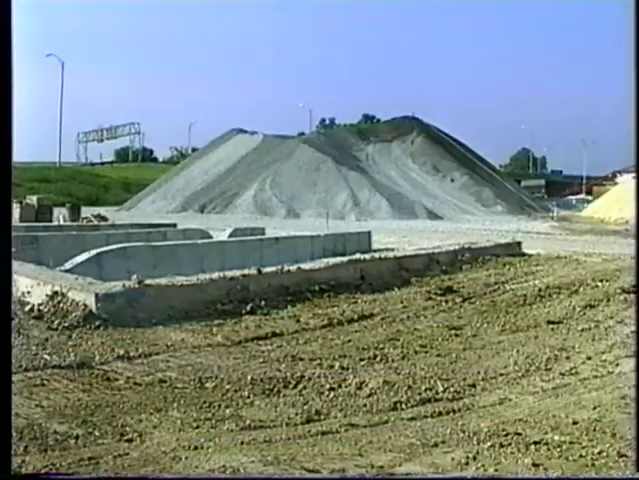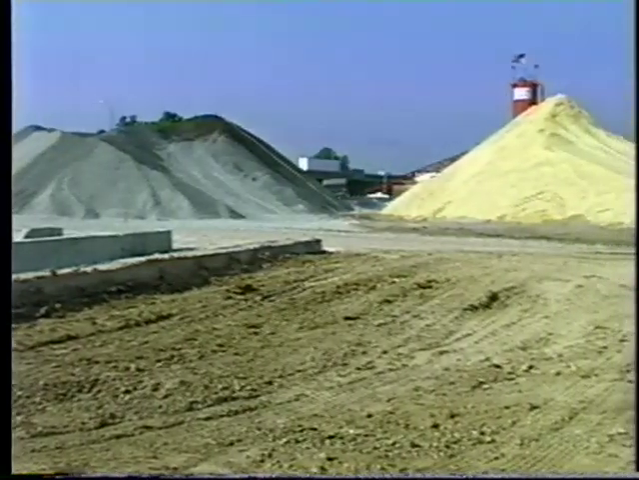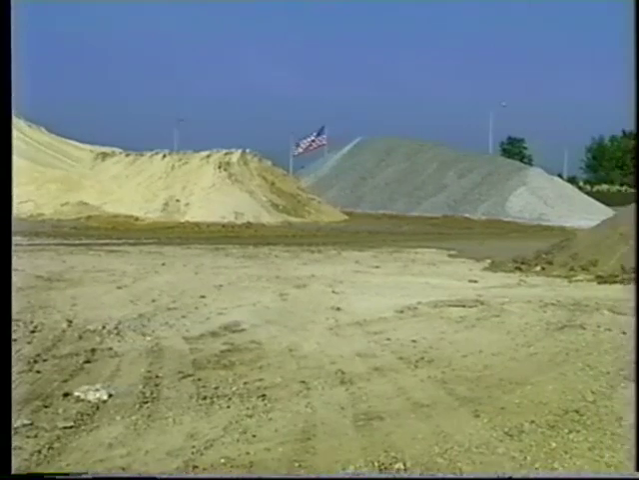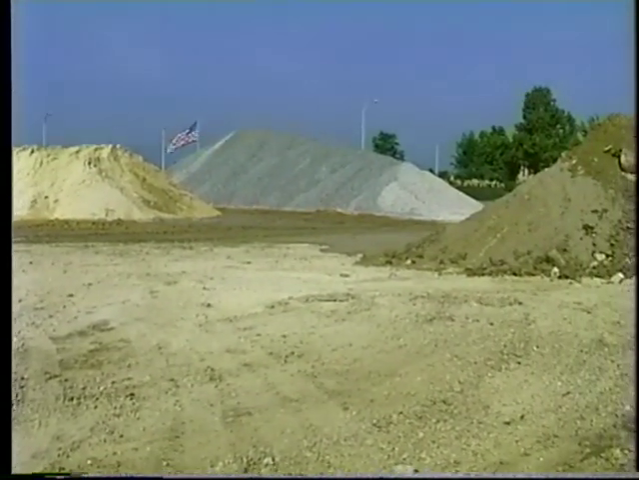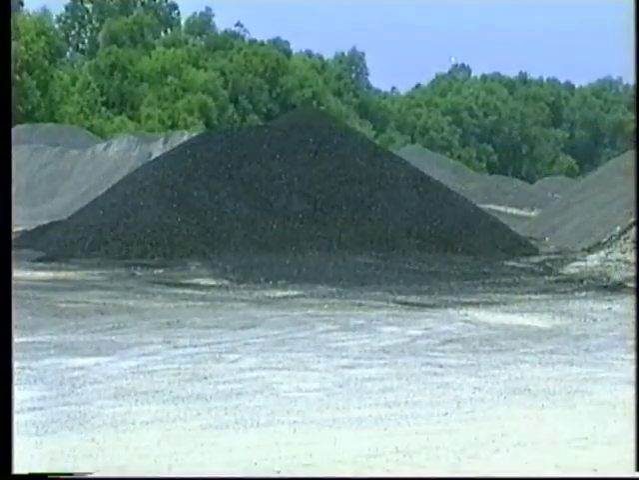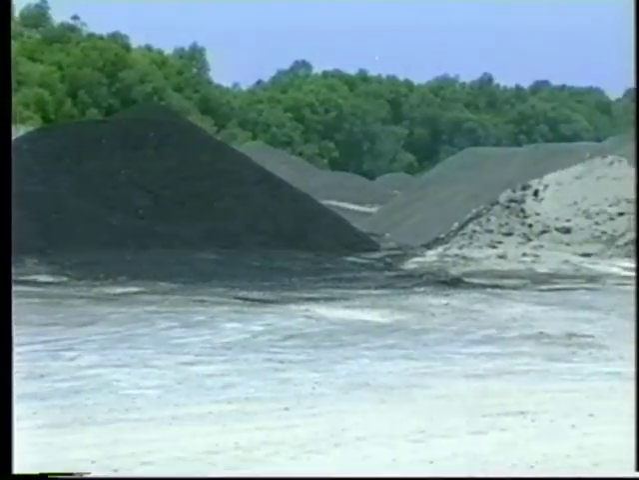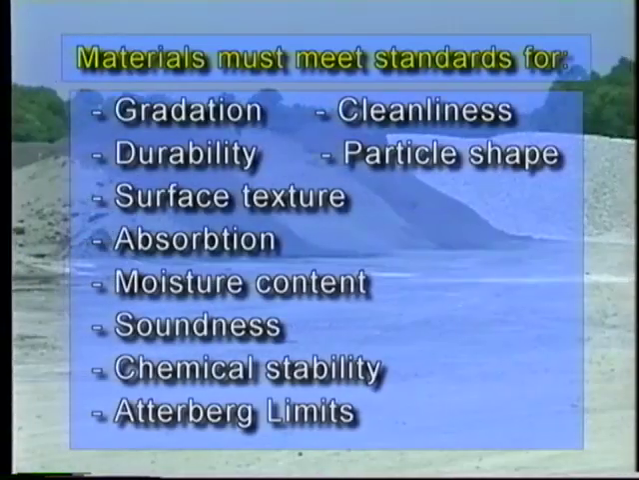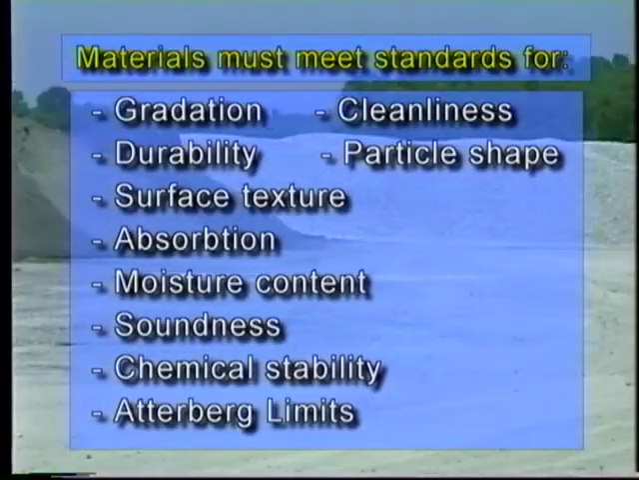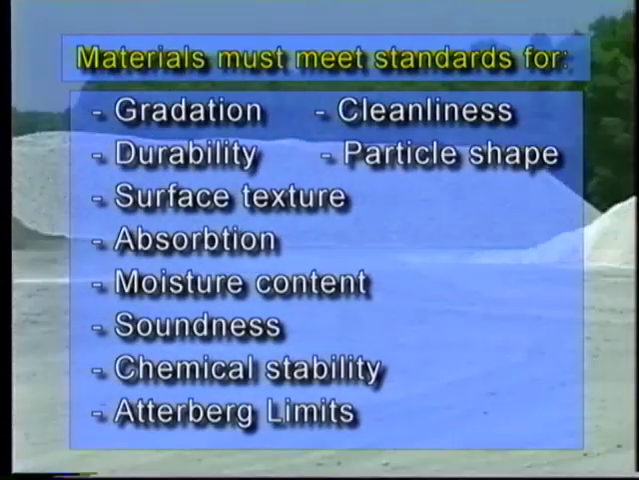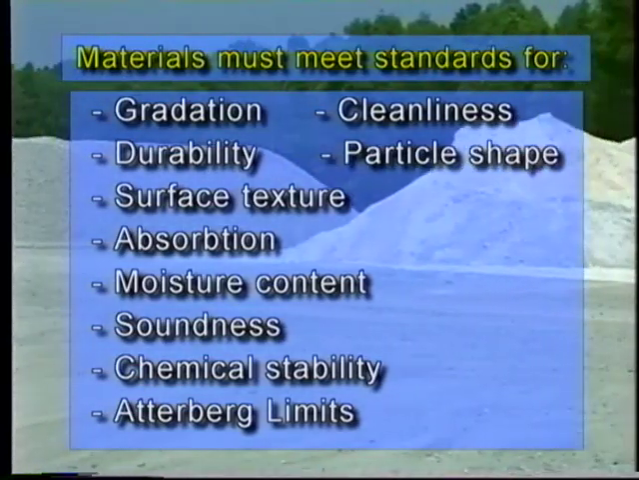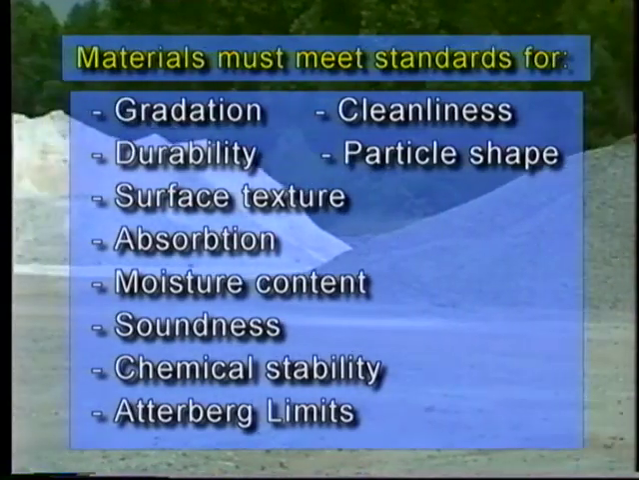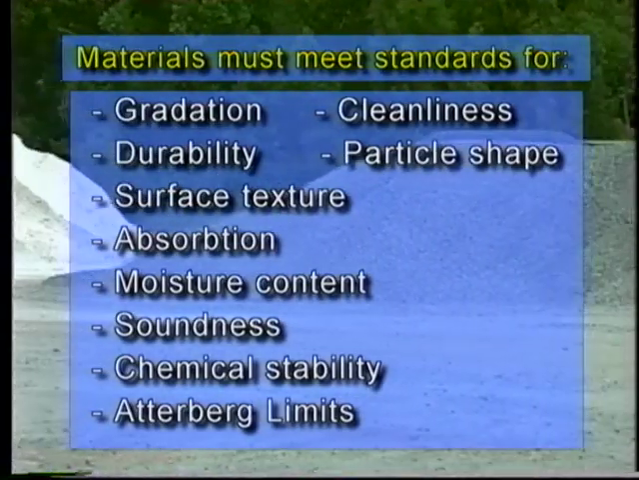Soil is used for embankments, base courses, and as a component of soil cement and other mixtures. Aggregates are also used in a variety of construction materials: asphaltic concrete, Portland cement concrete base courses, and aggregate surface courses, including shoulders. Materials must meet standards for gradation, cleanliness, durability, particle shape, surface texture, absorption, moisture content, soundness, chemical stability, and Atterberg limits before they can be used on a project.